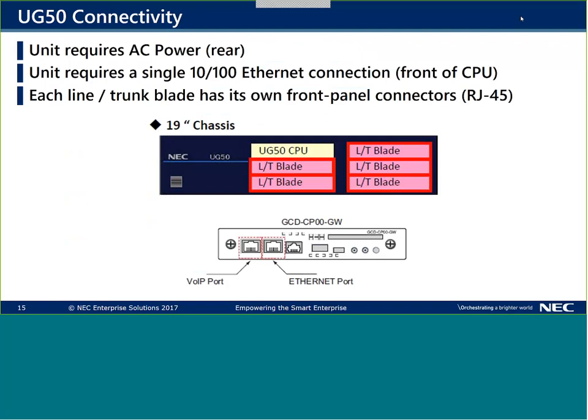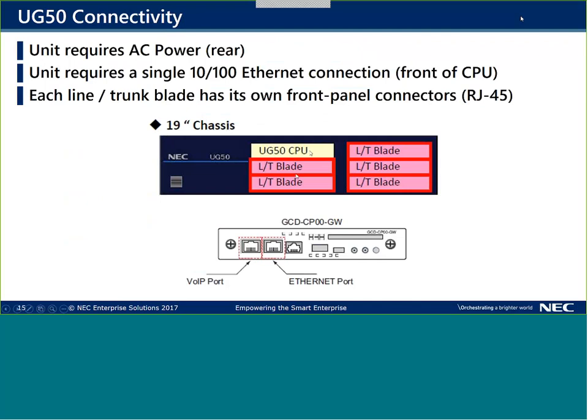So here's what the front of the UG50 really looks like in terms of what we can do with it. The first thing that we want to tell you is that it is an AC powered unit, so there is an AC power connector on the back of the unit. We also need a single 10/100 Ethernet connection. That connection is made on the front of the CPU. The CPU is shown on the bottom of the screen here. You'll see there's a VoIP port. That's where we connect the UG50 to the network. We also have this second Ethernet port. That's a maintenance port.